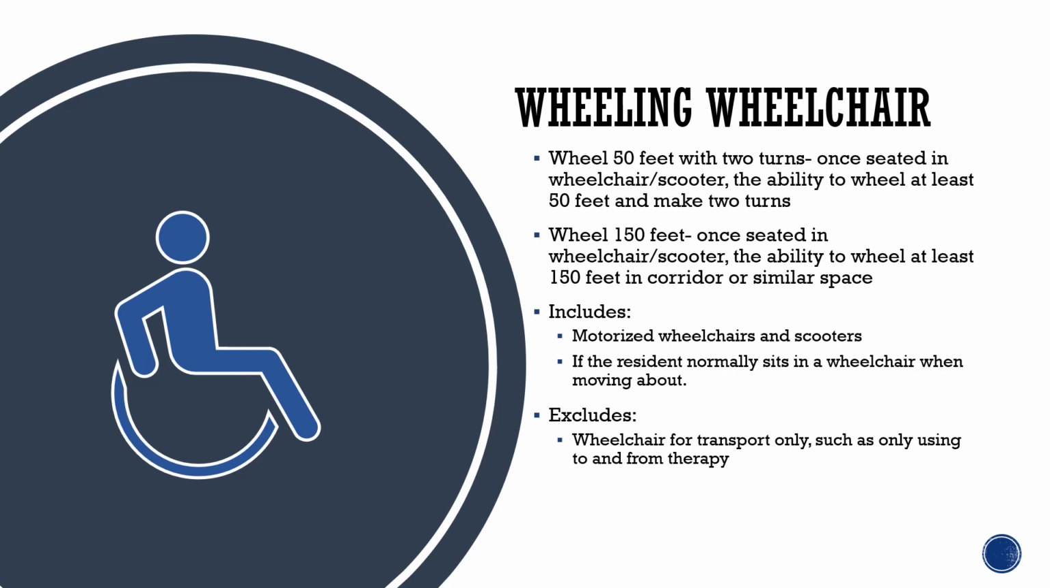Wheel 50 feet with 2 turns. This is once seated in a wheelchair or scooter, the ability to wheel at least 50 feet and make 2 turns. Wheel 150 feet is once seated in the wheelchair or scooter, the ability to wheel at least 150 feet in a corridor or similar space. This includes motorized wheelchairs and scooters, if the resident normally sits in a wheelchair when moving about.